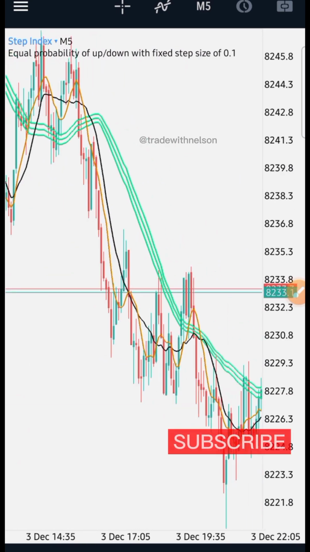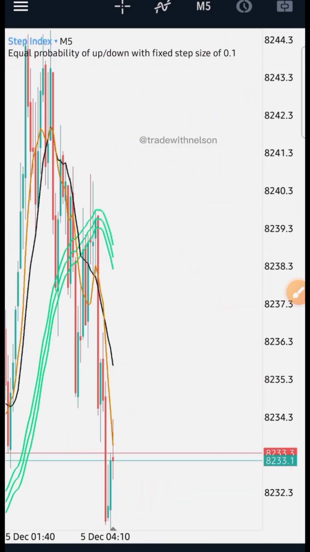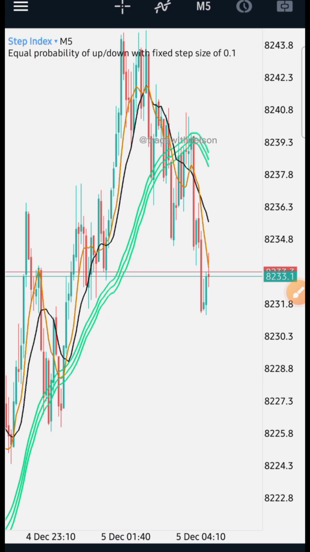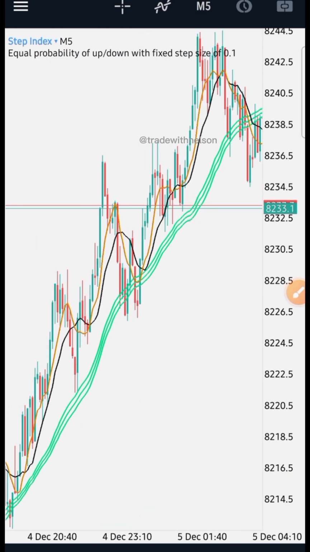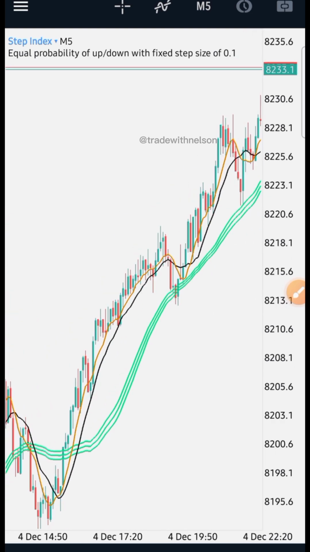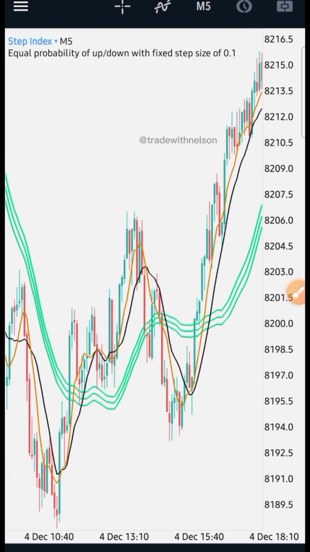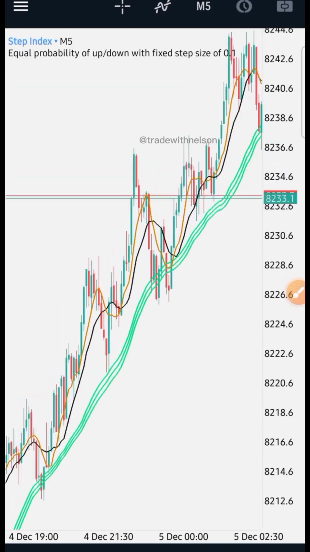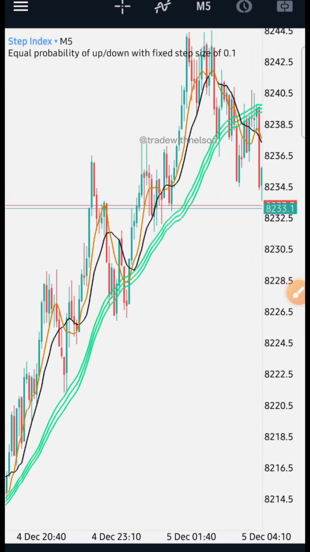The reason why I drop most of my videos to be indicators and strategies for the boom and crash is because the boom and crash market is a very easy market, and it's the one that you can easily make cool money on without stress. That's why I love boom and crash. So the spikes make the profits nice.